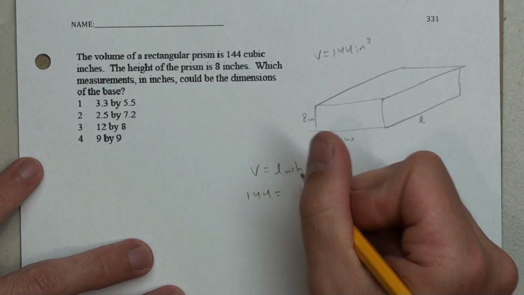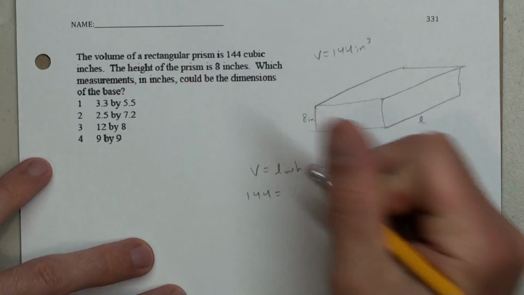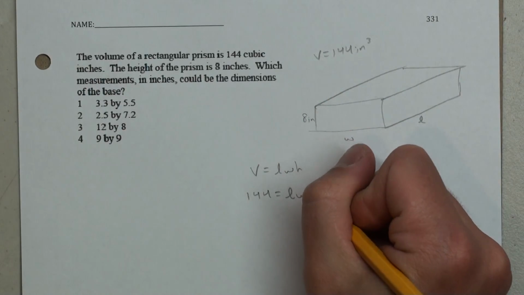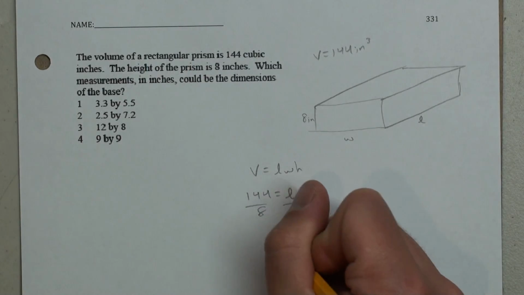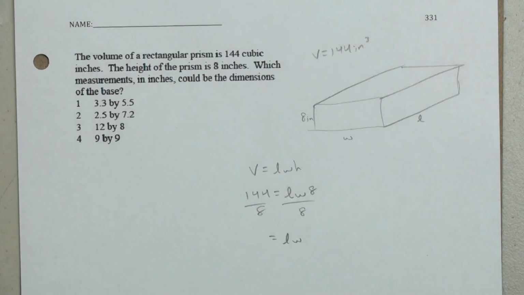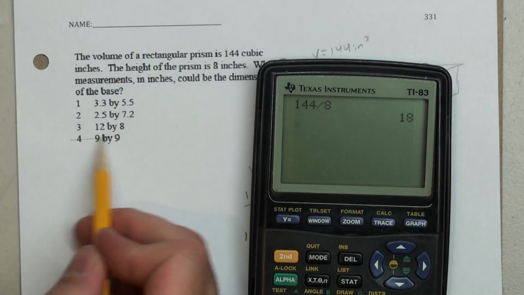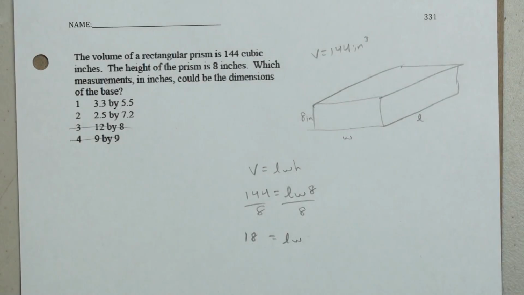144 must equal LW 8. So if I divide by 8, LW could be 18. So which ones give me a product of 18? Not 9 times 9, not 12 times 8. Let's try 2.5 times 7.2. That's it. Choice 2.